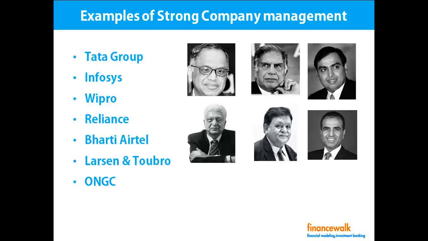So, who are these gentlemen? First is Narayana Murthy, Infosys chairman. Second is Ratan Tata, head of Tata Group. Third is Mukesh Ambani, Reliance chairman. Fourth is Azim Premji, Wipro chairman. Fifth is AM Naik, Larsen and Toubro chairman. And sixth is Sunil Bharti Mittal, chairman of Bharti Airtel. So these are some of the strong management people. And likewise, if you are studying or analyzing any company, check the management structure, whether they have good management policy, whether they are good in execution, whether they have very good research and development facility and contribution. If you check all these things, you will be really good on that part.